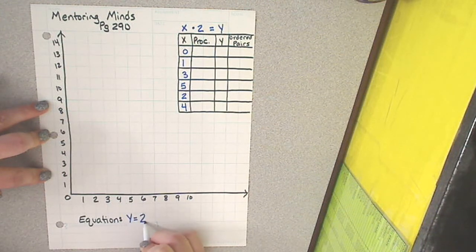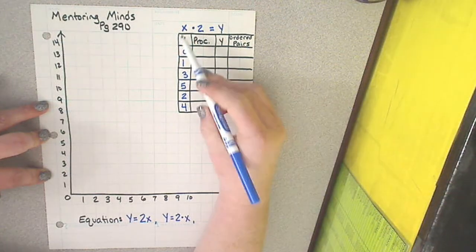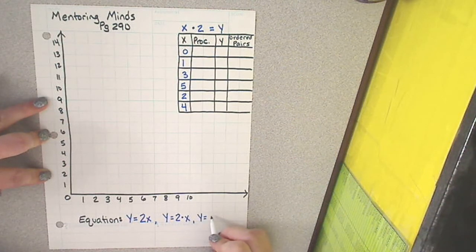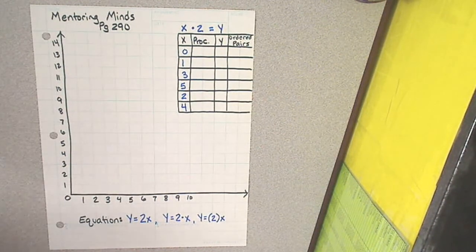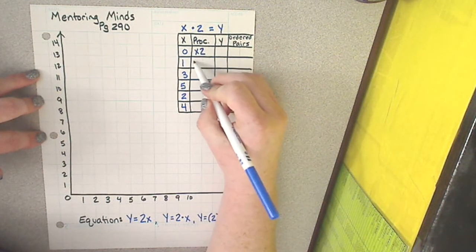Y equals 2x. Okay. It may also be written as y equals 2 dot x. That dot can mean multiplication. And again, we wrote it up here, x times 2. That's the exact same thing. It could also be written as y equals parentheses 2 times x. All means the same thing. Our process is simply going to be to multiply times 2.